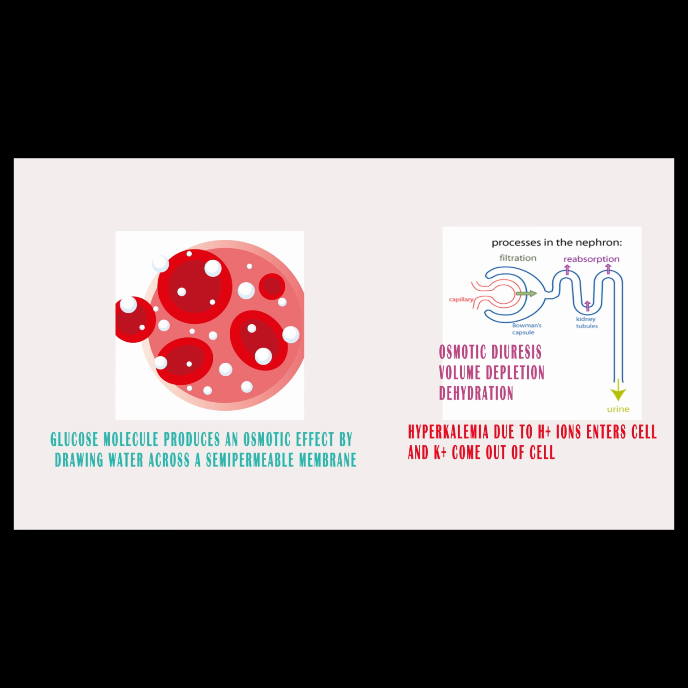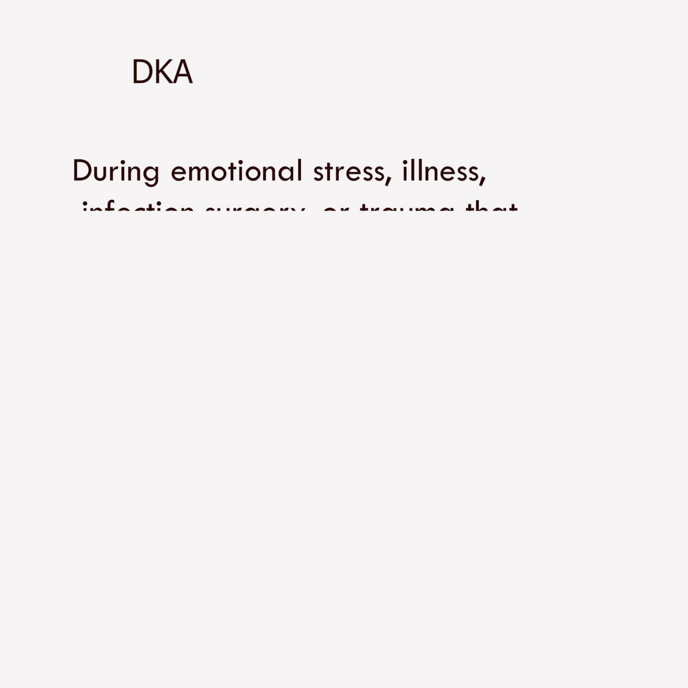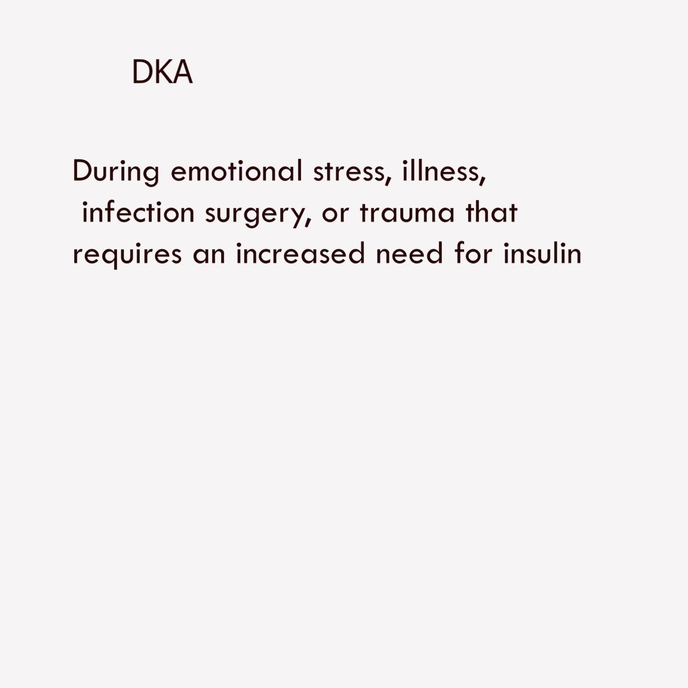Hyperkalemia occurs because extra hydrogen ions enter the cell and potassium comes out. DKA can be triggered by emotional stress, illness, infection, surgery, or trauma that requires an increased need for insulin.